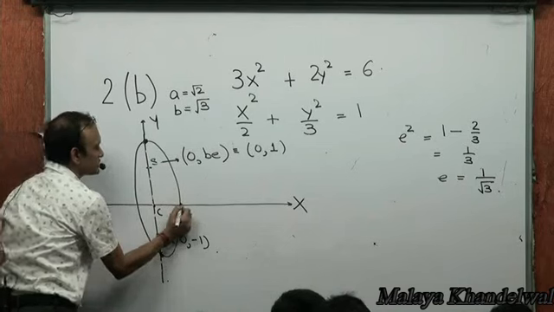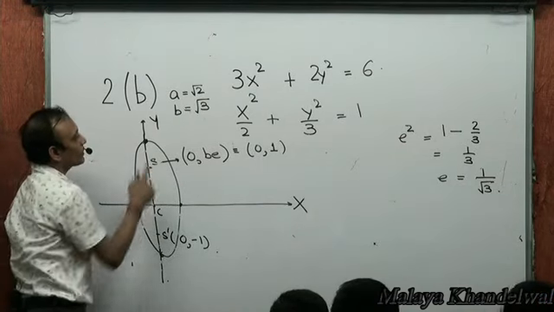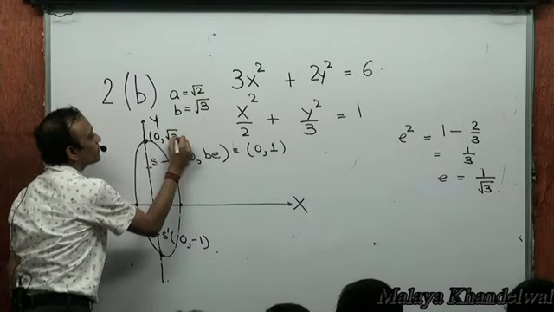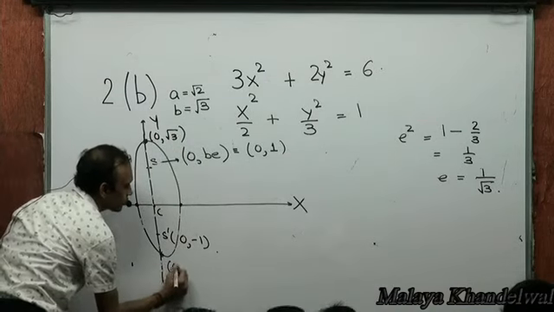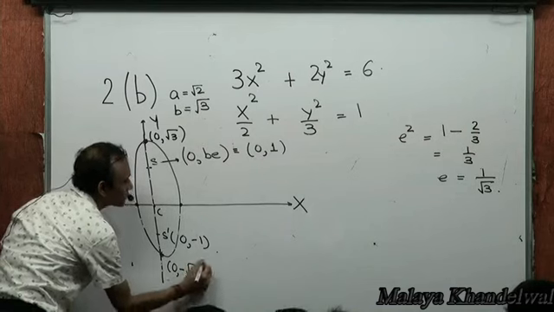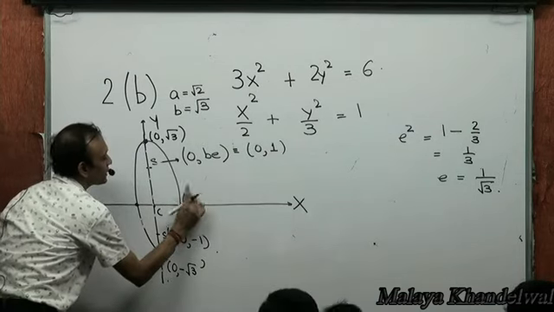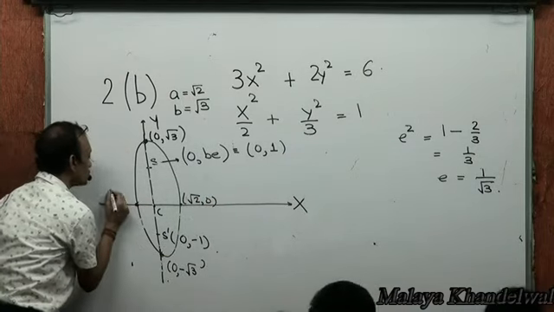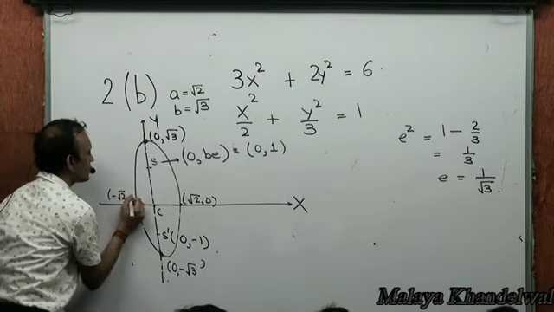There are 4 vertices. Very clearly, this is (0, root 3). This will be (0, minus root 3). This would be (root 2, 0), right? A is root 2. This is (minus root 2, 0).